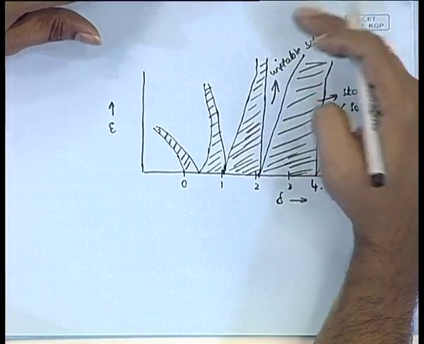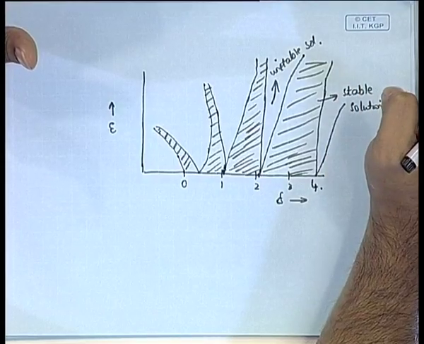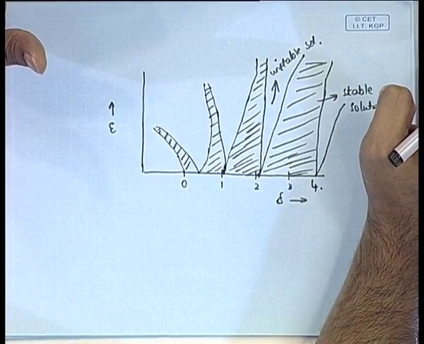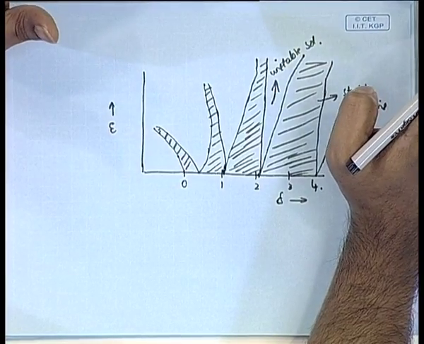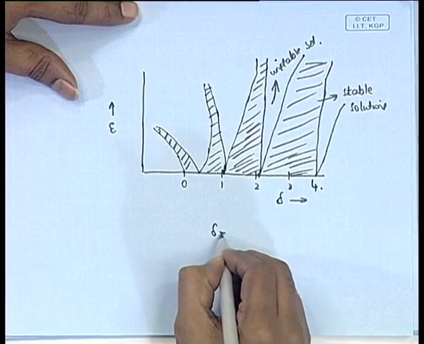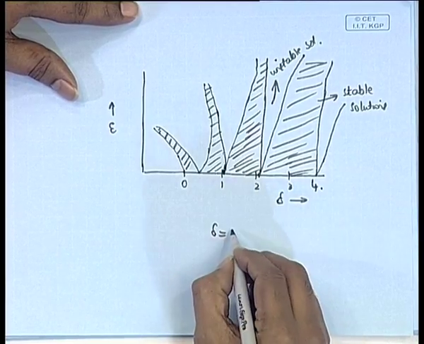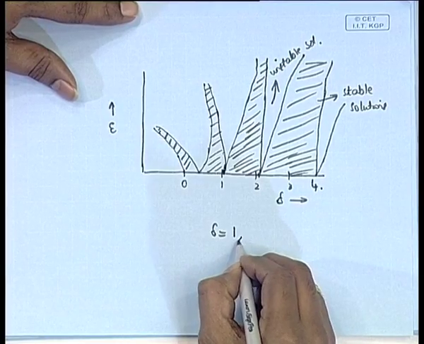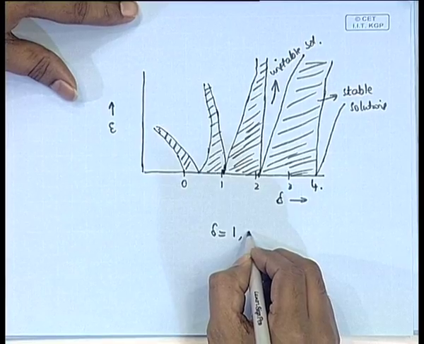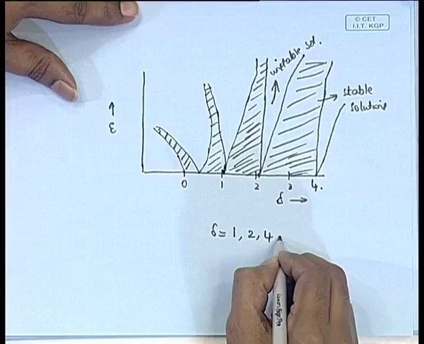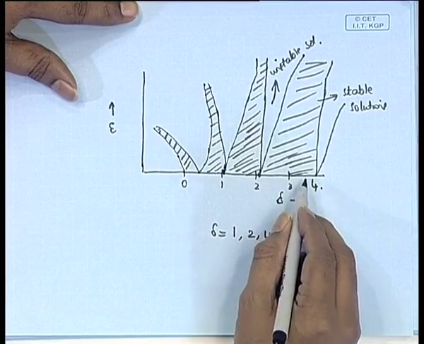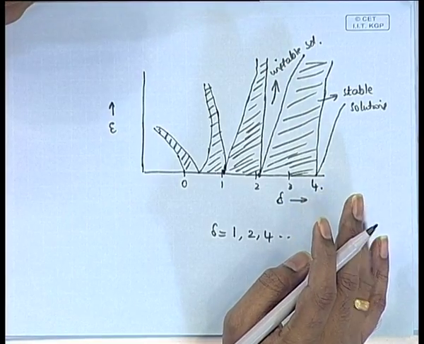So, what you see is that you have different solutions to this Mathieu equation, and you end up with two kinds of regions in delta and epsilon: some regions of stable solution and some regions of unstable solution. Therefore, you see that the bifurcation region occurs when delta is equal to 1, then when delta equal to 2, then when delta equal to 4, like that. These are roughly the regions where these bifurcations come. So, this is one point that is to be noted.